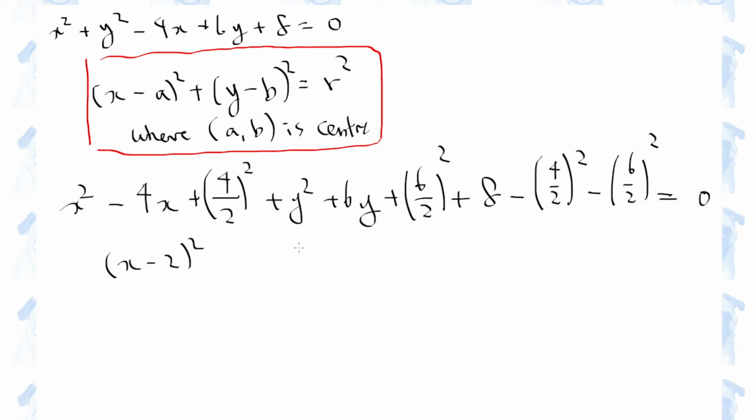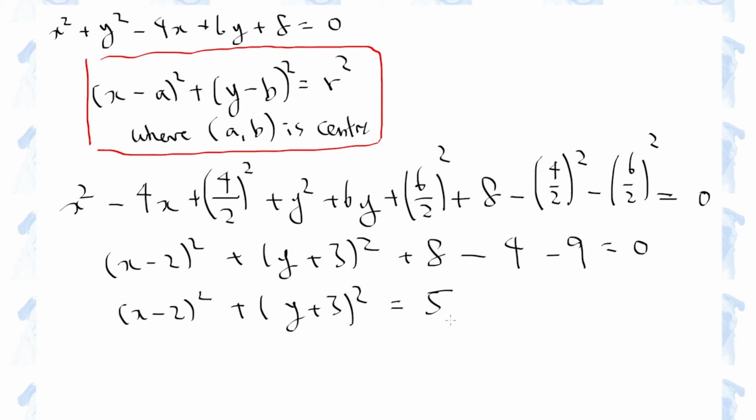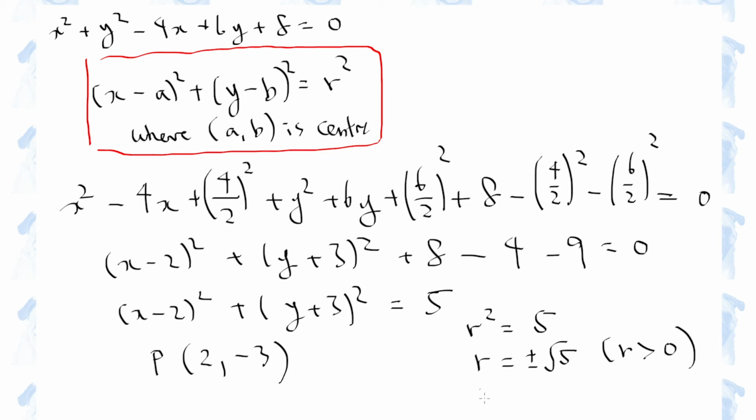(x minus 2) squared plus (y plus 3) squared plus 8 minus 2 squared is 4, 3 squared is 9, positive 5. So now we know a is 2 and b is -3. So the coordinates of the center P are 2 and -3. And now let's find the radius. R squared equals 5, which means that r is plus or minus √5, but the radius is a length, so r must be positive. So r is positive √5.